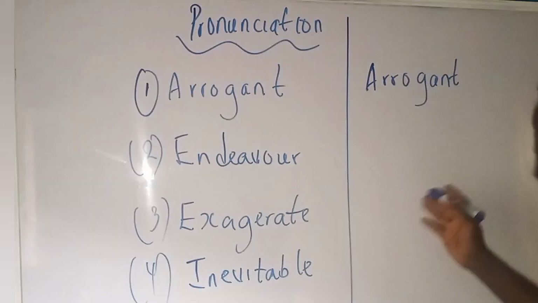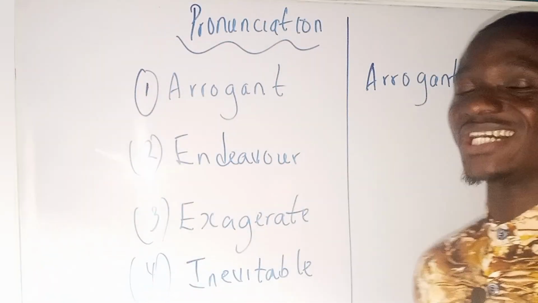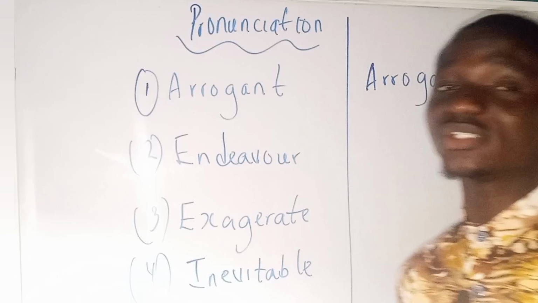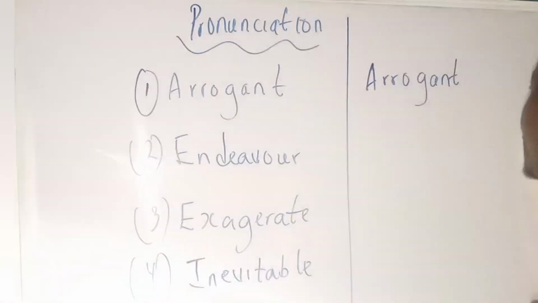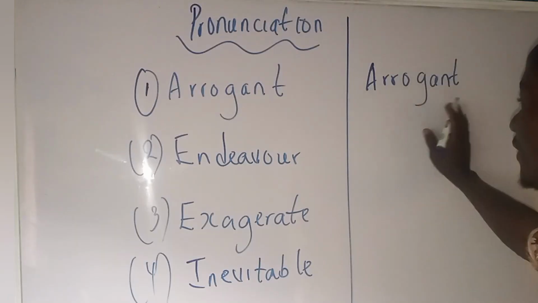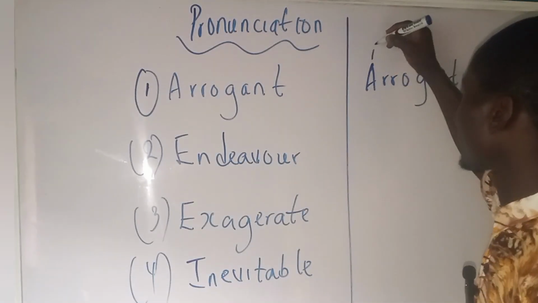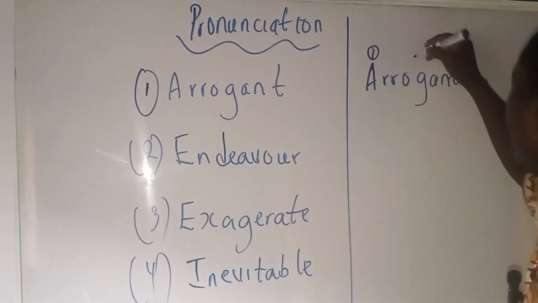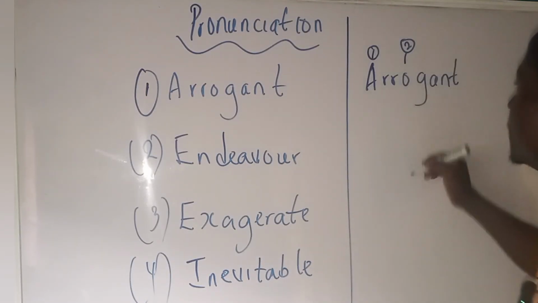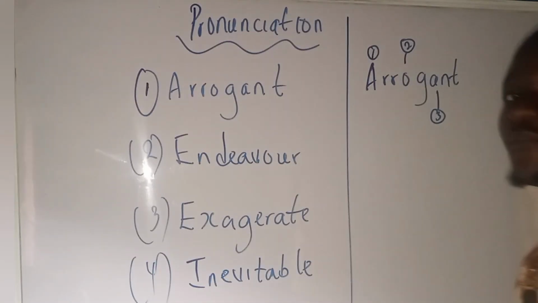Now, to pronounce this kind of word, first of all, we told you the rule is that you merge consonant with vowel and pronounce. Now, you observe the vowels that we have in this word. How many vowels do we have there? The first one is this A, 1. Another vowel is this O, 2. Another vowel is this A, 3. So you have 3 vowels there.